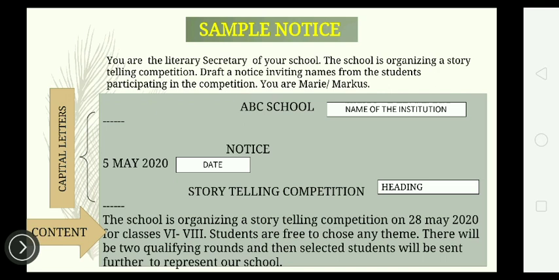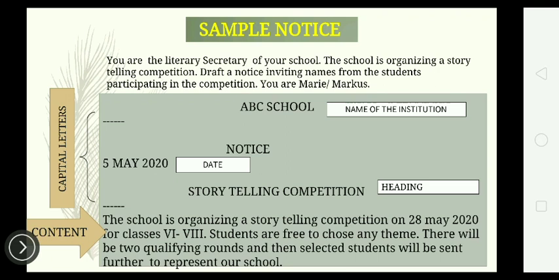So this must be in practice from the very initial days, so that you will be avoiding such mistakes. At that time, the name of the institution, what you are going to write: ABC School. And if this name is not given, like Mary and Marcus, then at the place of name, you will be writing ABC, Literary Secretary, and above you may put any signature.